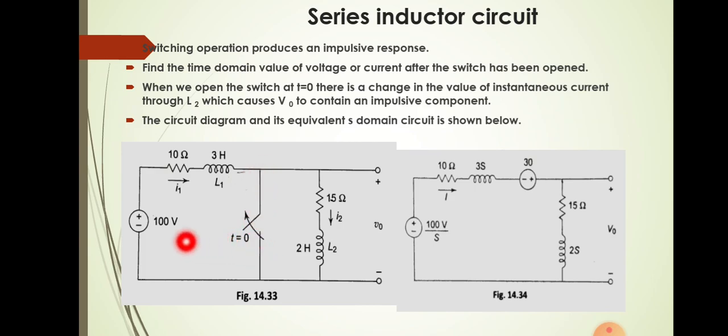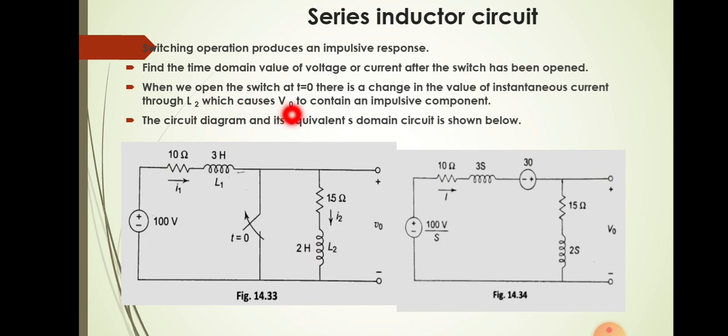When the switch is closed, the current flows from this source in this manner. That means this part of the circuit is omitted. There is no current flow through this part when the switch was closed. So when the switch opens, the current will find a new path to flow, that is it will go through here.